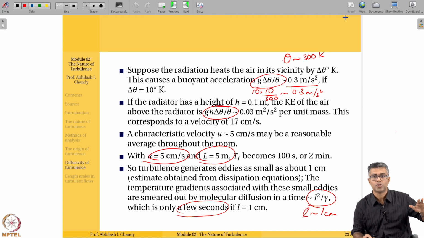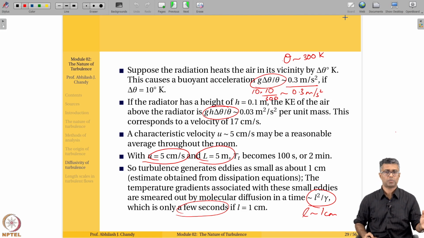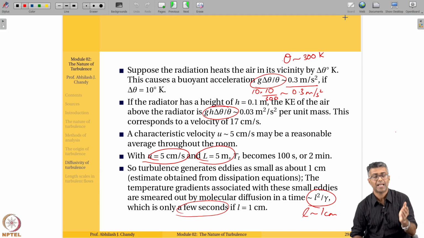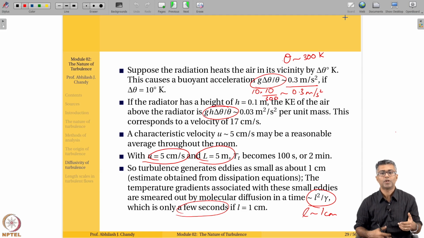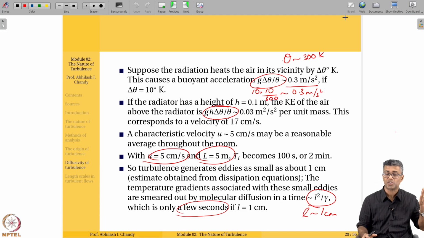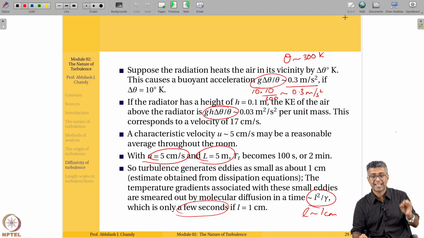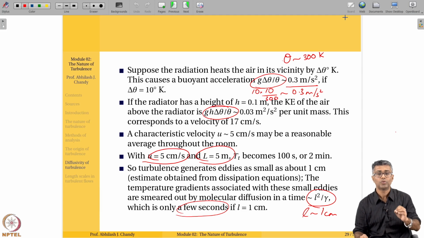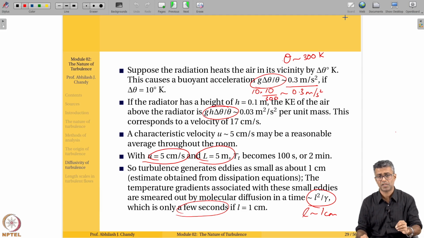So using this U, RMS amplitude of approximately 5 centimeters per second, and an L of 5 meters, we came up with a turbulent time scale of approximately 2 minutes. So that's the difference: 100 hours in a laminar flow versus 2 minutes in a turbulent flow. That alone showed you how fast the mixing is in a turbulent flow.